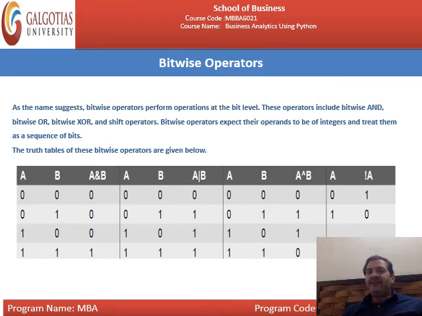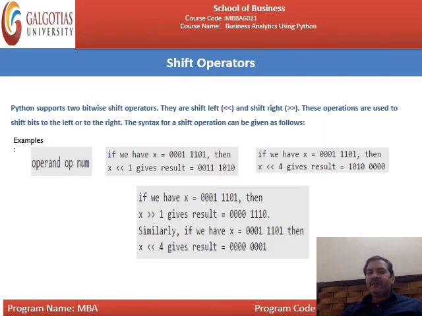Bitwise operators expect their operands to be integers and treat them as a sequence of bits. The truth tables of these bit operators are given below, which we have already discussed. If you have any doubts, you can ask me. No issue. This is all about the bitwise operators. Then this is the shift operator. In this class, this will be the last topic.